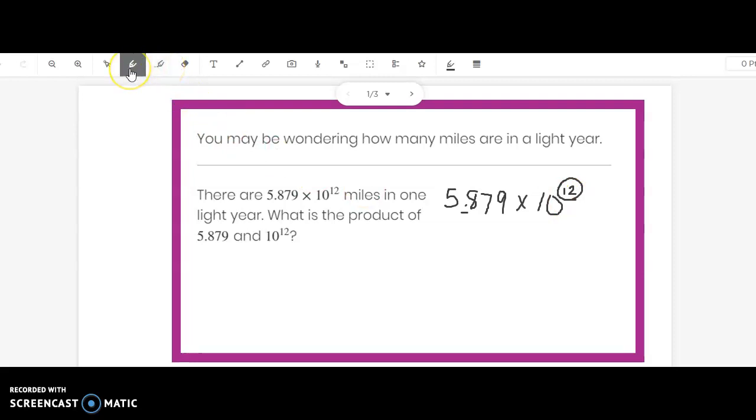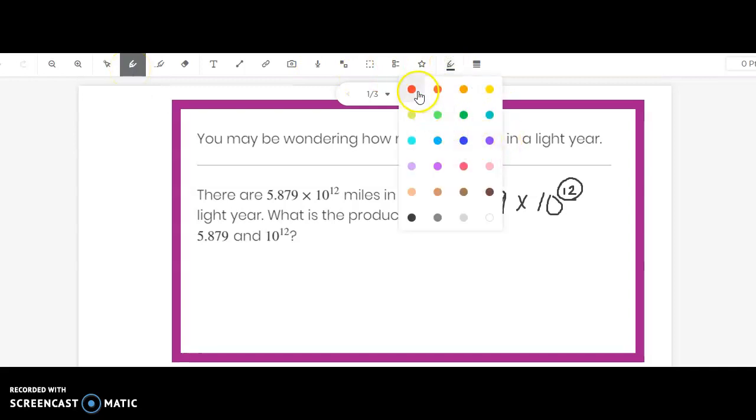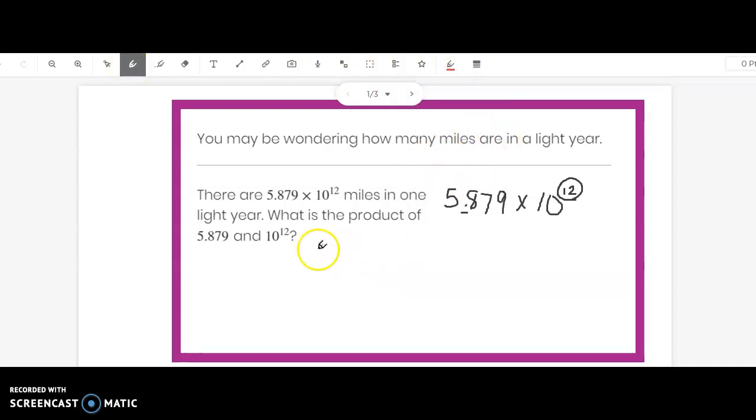Let's see here. I'm trying to check to make sure I can. There we go. I'm going to change my color. So I'm going to rewrite my number, 5.879, because I'm going to need to move that decimal point quite a bit, so I want to give it a little bit of space. I'm going to start over here. So here's my 5.879.